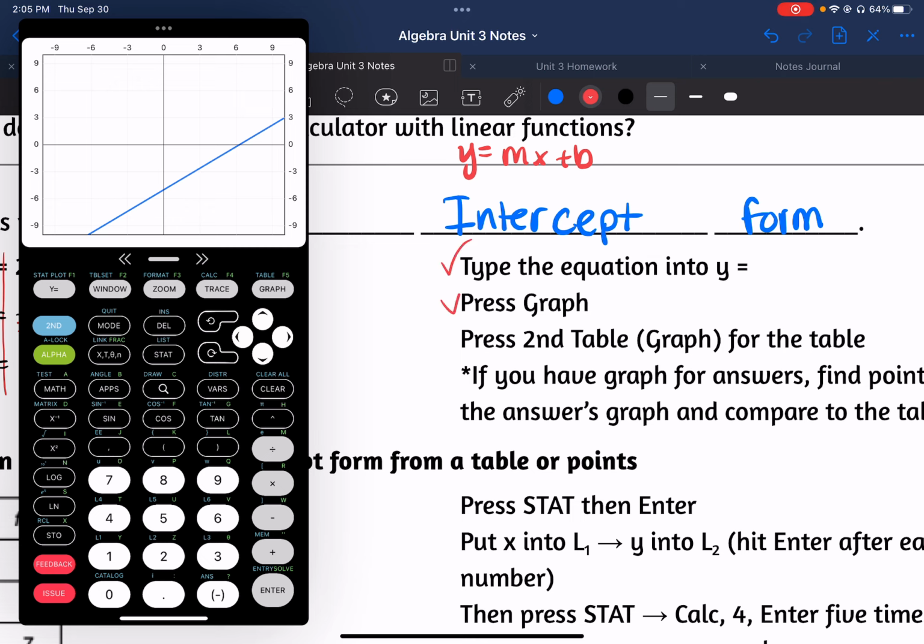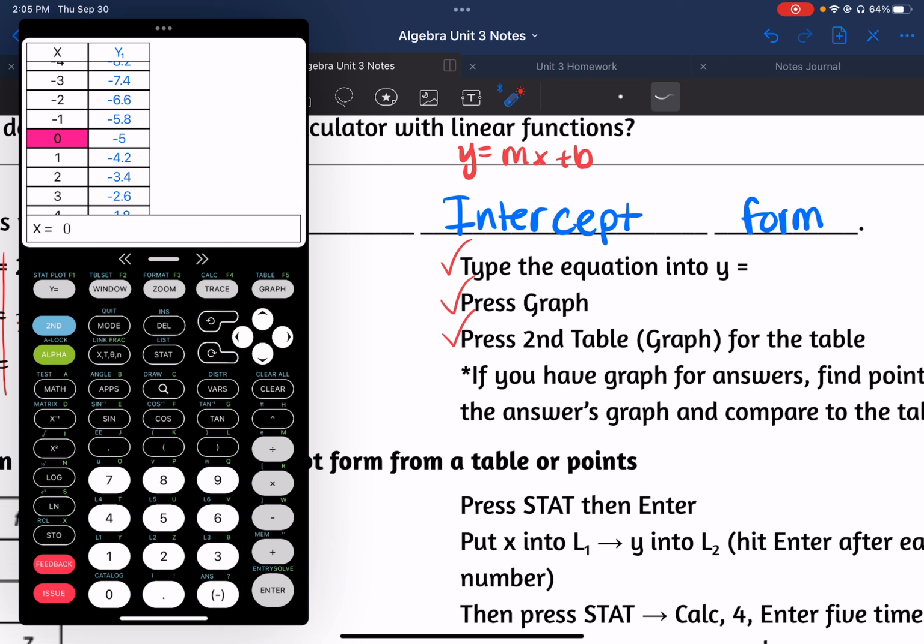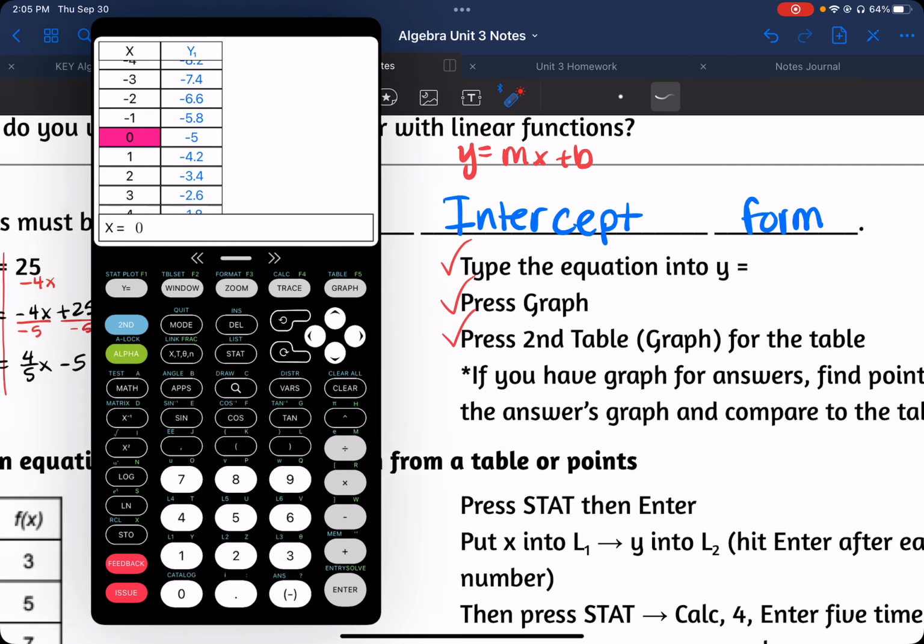So we did this one, we did this one. What does your next step say? It says press second table graph for the table. So here's what we do. We need to type second, the blue button, first, and then graph. So hit the blue button and then graph. So second graph, and now I have this table, right? Now I have this table.